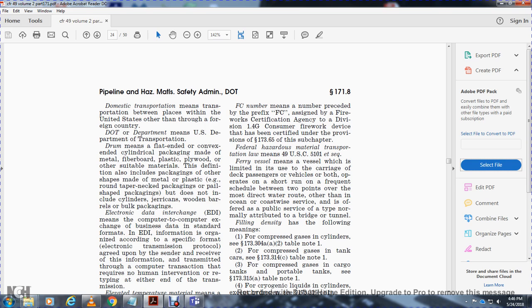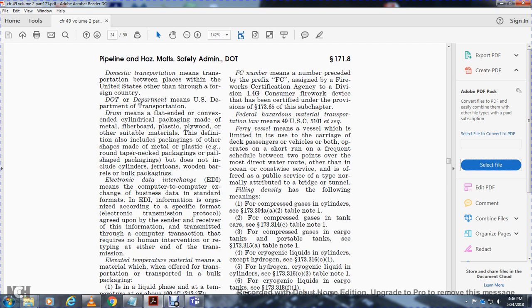Filling density has the following meanings: for compressed gas cylinders, see 173.304a(a)(2), table note 1; for compressed gas in tank cars, see 173.314(c), table, note 1; for compressed gas in cargo tanks and portable tanks, see 173.315(a).